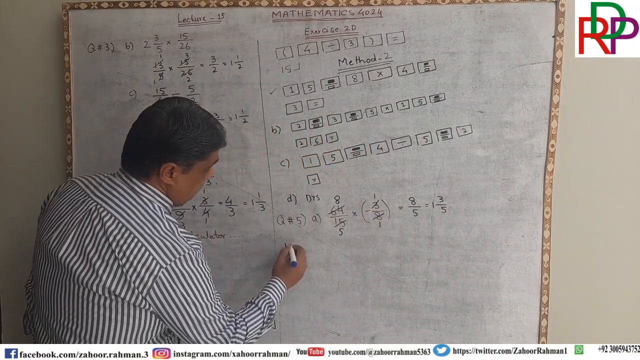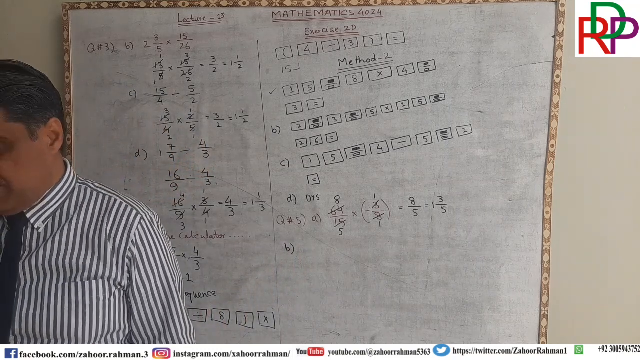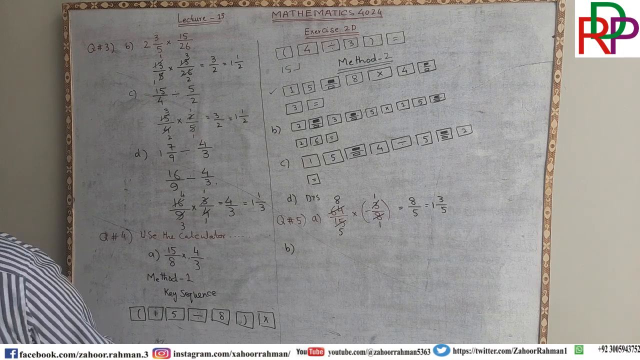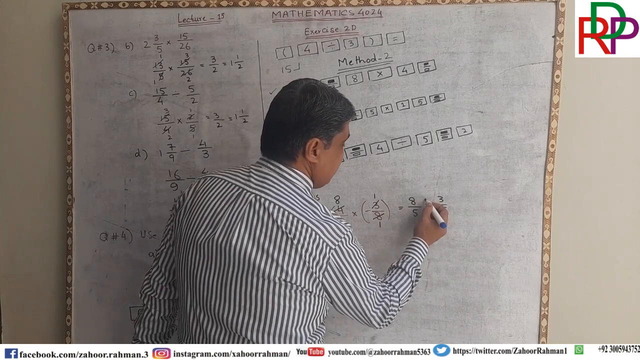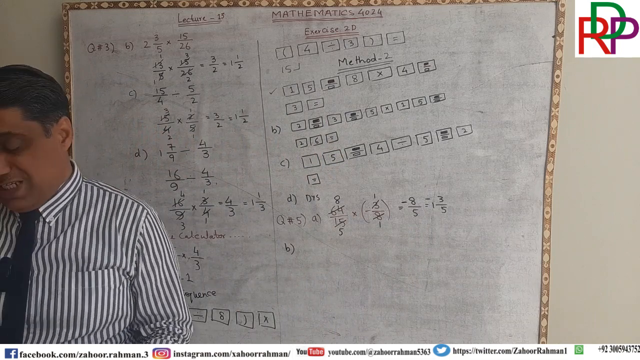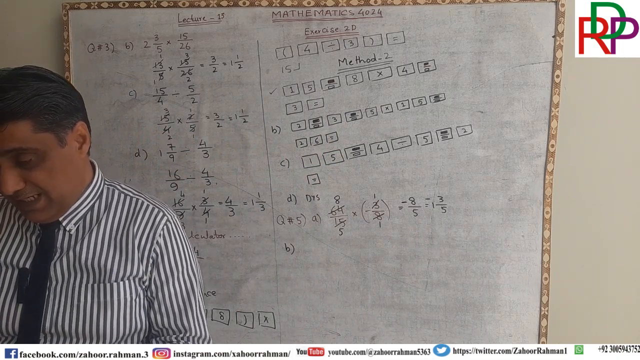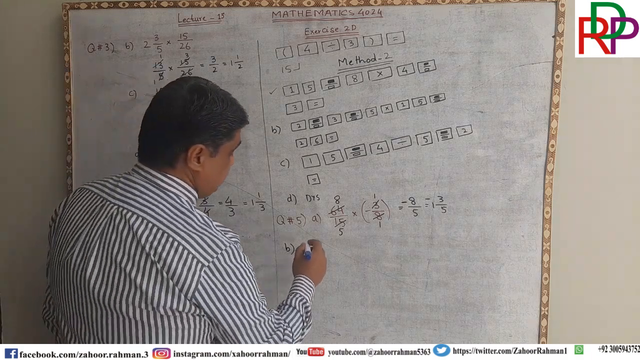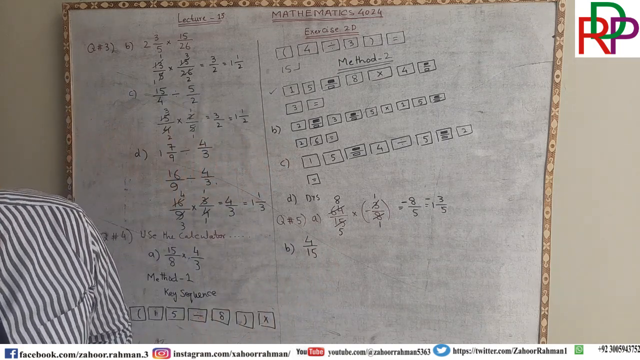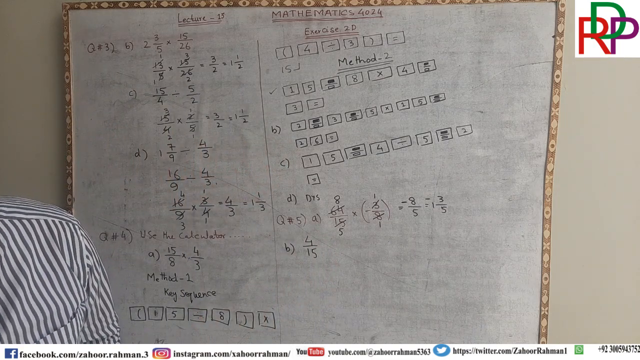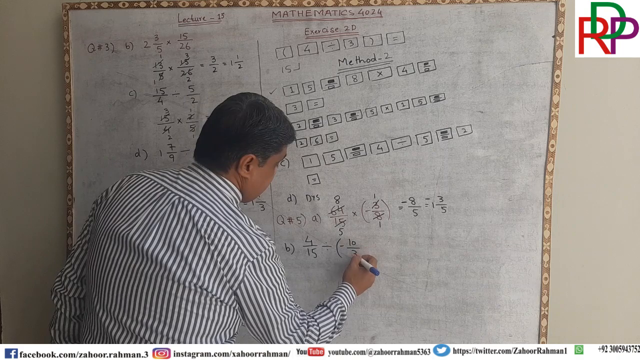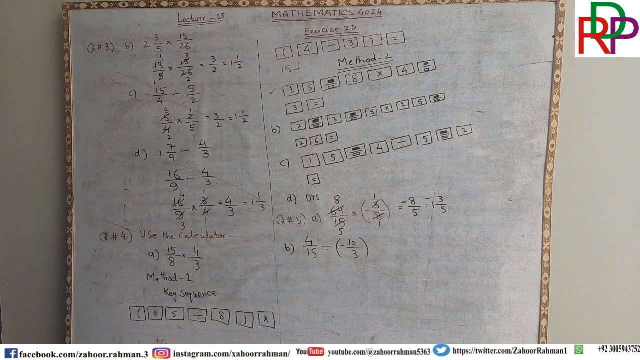Now we are doing part number B. And part number B is saying that here one thing, that negative symbol must be there. Question B is saying 4 over 15, and then we are having the divide by symbol and minus 10 over 3. This is also no exception.